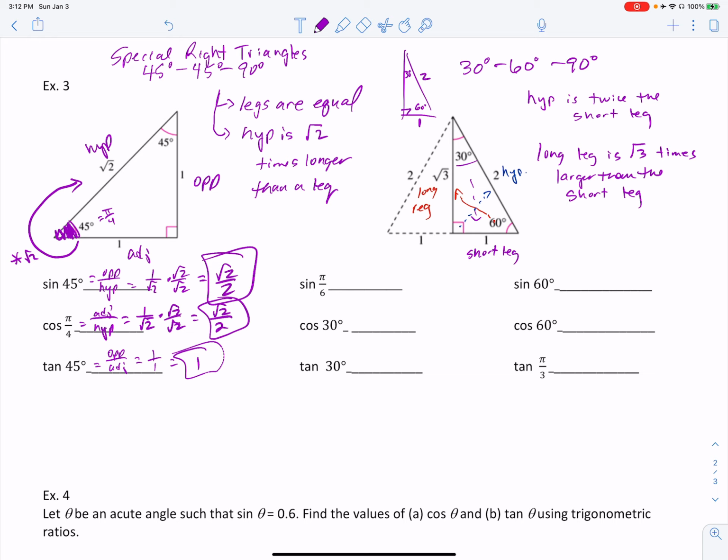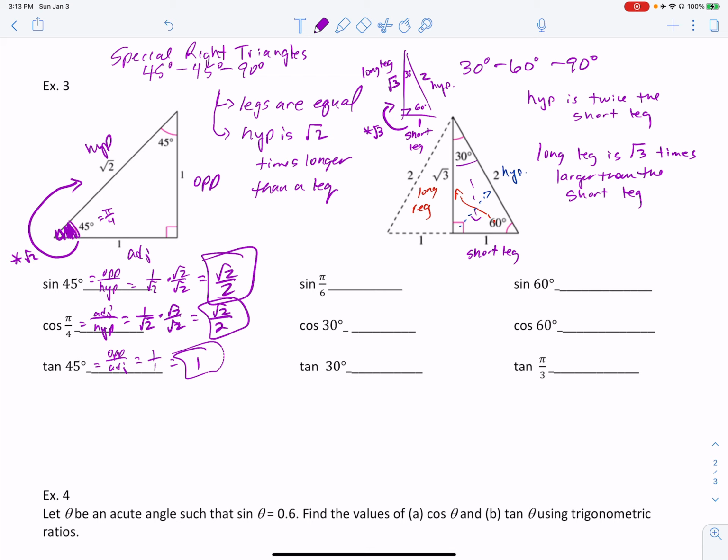And you could actually do Pythagorean's theorem, a squared plus b squared equals c squared. That height squared plus 1 squared equals 2 squared. Work it out, and you will find that that altitude is root 3. But on that 30, 60, 90, opposite the 30 is the short leg. Opposite the 60 degrees is going to be the long leg, and opposite the 90 degrees is always going to be your hypotenuse.